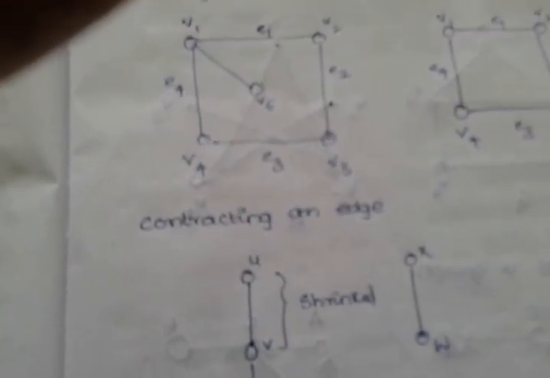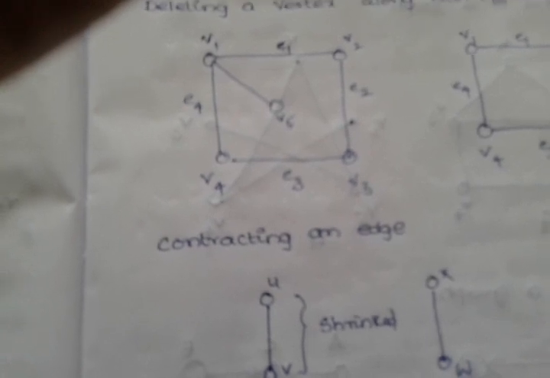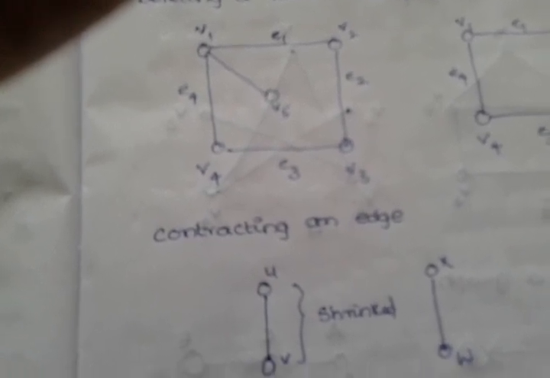An edge is a connection between two vertices. A line must connect two vertices; with only one vertex we cannot draw an edge. So next one is contracting an edge. There are 3 vertices.